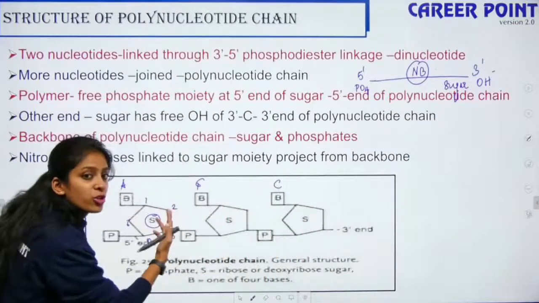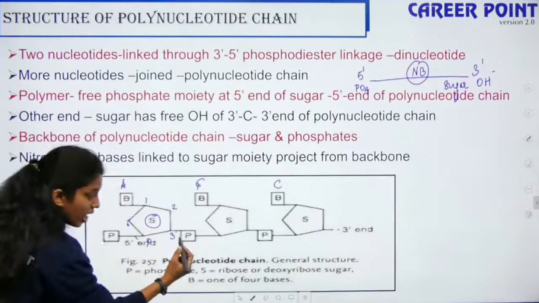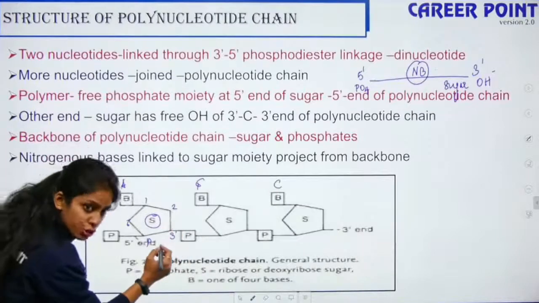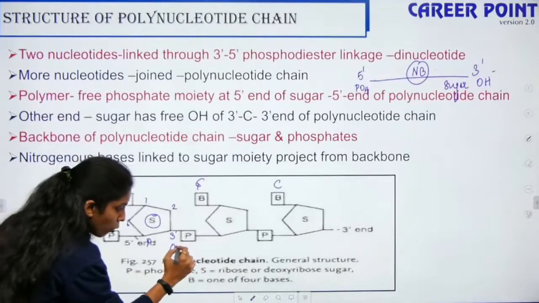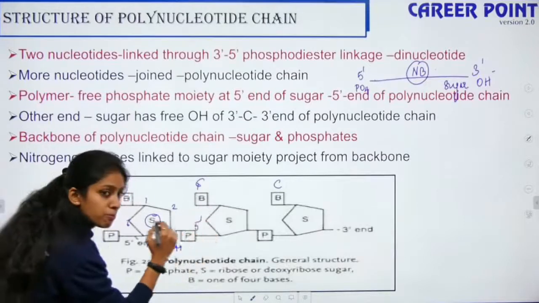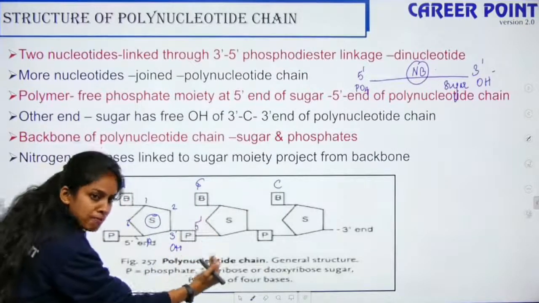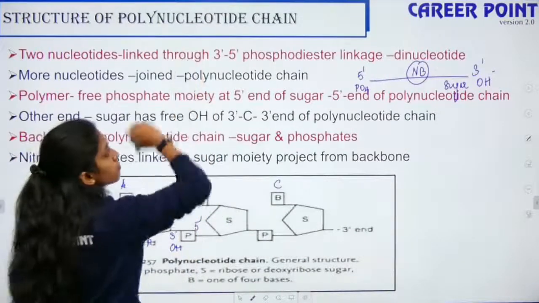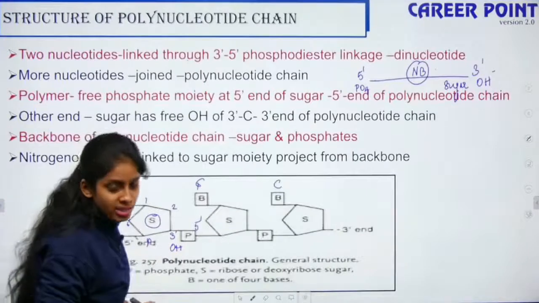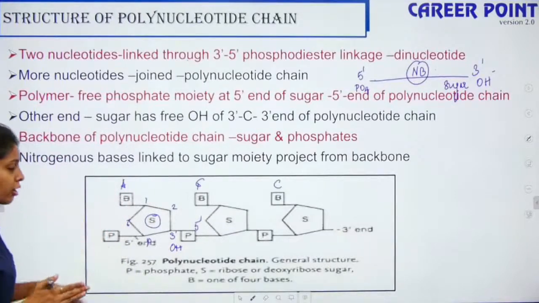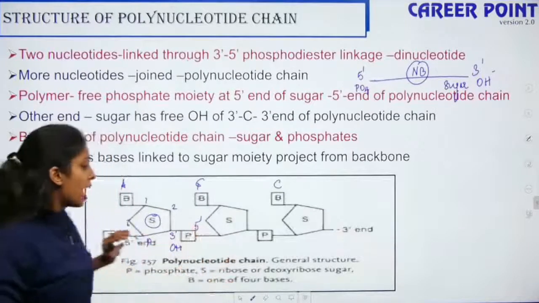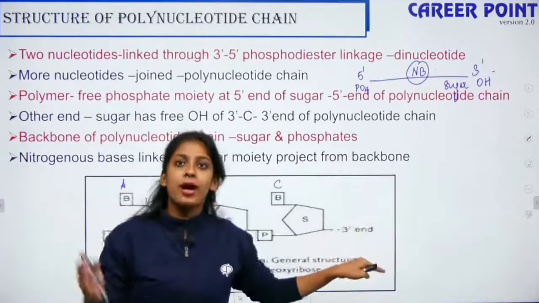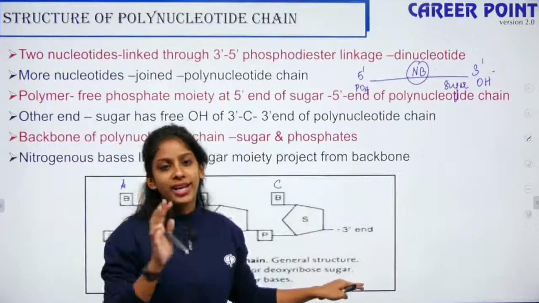So how are two nucleotides joined together? Here my two nucleotides are joined at the 3' carbon of the sugar. This 3' has an OH, and this 5' has a phosphate group. This 5' phosphate and the 3' OH join together via a phosphodiester bond. Okay? So 5' has a phosphate group, 3' has an OH group, and this is my 5' end, this is my 3' end. Only at the 3' end are nucleotides willing to get added.